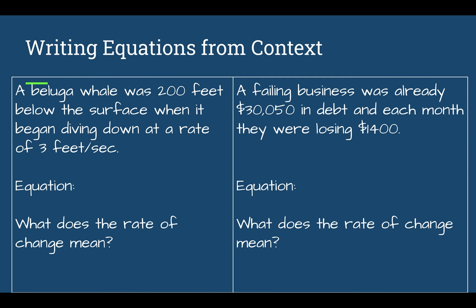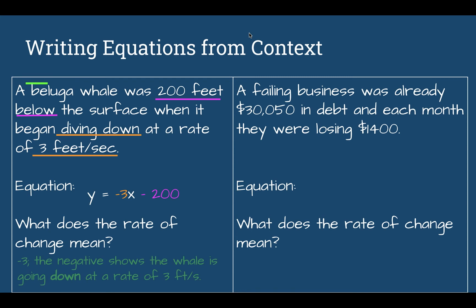Last example. A beluga whale was 200 feet below the surface when it began diving down at a rate of 3 feet per second. What is the equation? What does the rate of change mean? Well, our numbers that are given, 200 feet below, so that would tell me that it's at negative 200, and the rate is 3, but it's going down, so it would be negative 3. So our equation should be y equals negative 3x minus 200.